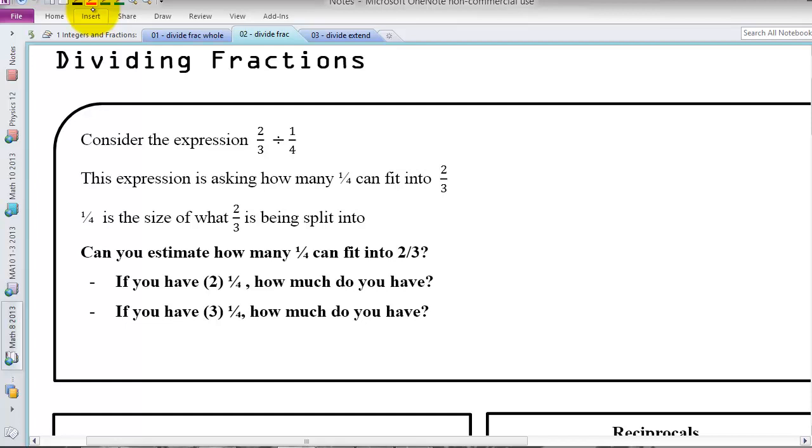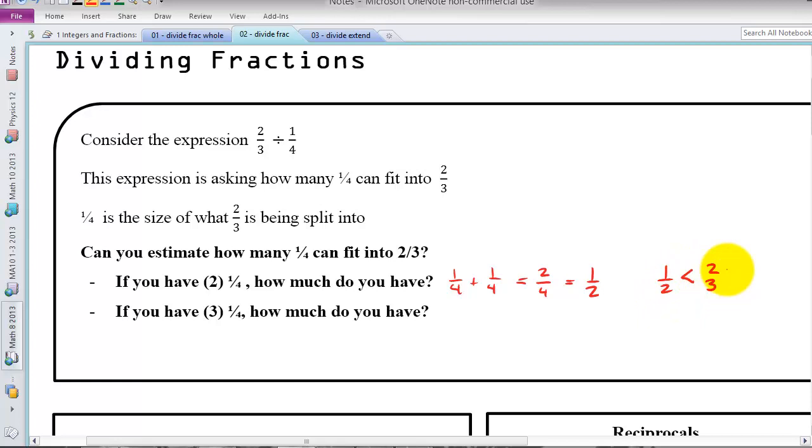One skill that I think is very beneficial for you is to try to do good estimations. So the question here is, can you estimate how many 1/4 can fit into 2/3? To help you along, I have a couple of scenarios you can think about. Let's suppose you had two 1/4. How much do you have? If you had 1/4 plus 1/4, that's two of them. So that's 2/4 or 1/2. And I'd say that a half is less than 2/3.